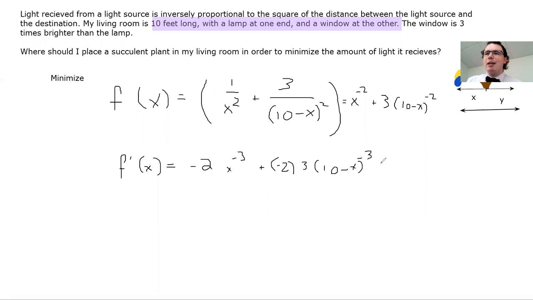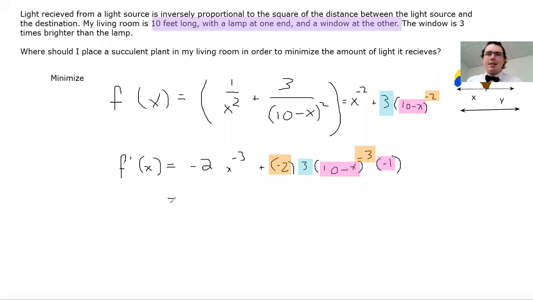And then I need to multiply by the derivative of the inside, since this is a chain rule formula, right? My function composition says I've got 10 minus x on the inside. There it is on the inside. Here's its derivative. My outside function is taking something to the -2 power, and the derivative of that is -2 times that thing to the -3 power. Chain rule, with a constant of +3 coming along for the ride.